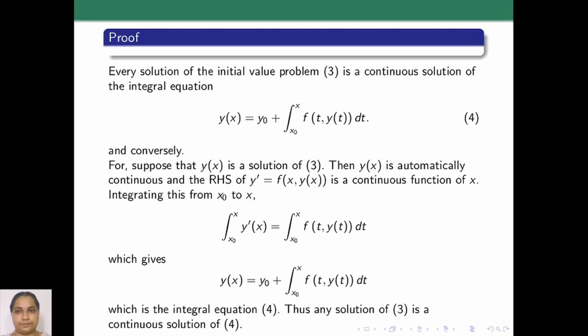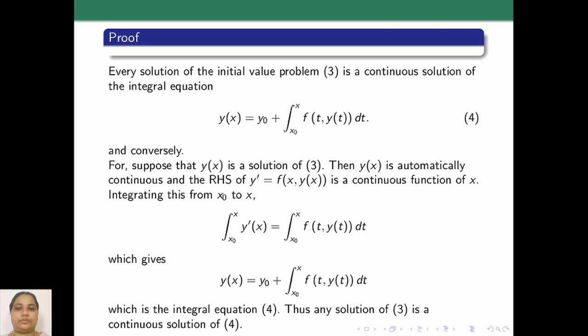Now consider the proof. The first step is proving that every solution of the initial value problem 3 is a continuous solution of the integral equation y(x) = y0 + integral from x0 to x of f(t, y(t)) dt, equation 4, and conversely. Suppose that y(x) is a solution of the initial value problem 3. Then y(x) is automatically continuous and the right hand side of y' = f(x, y(x)) is a continuous function of x.